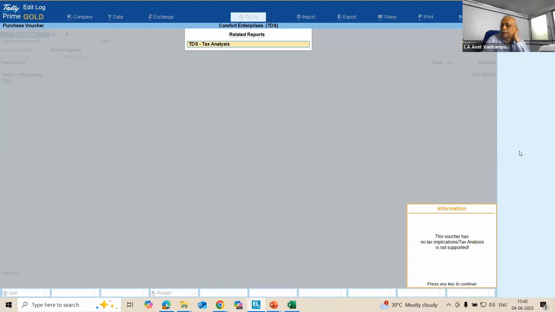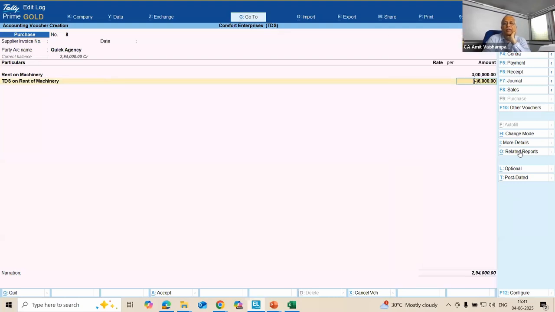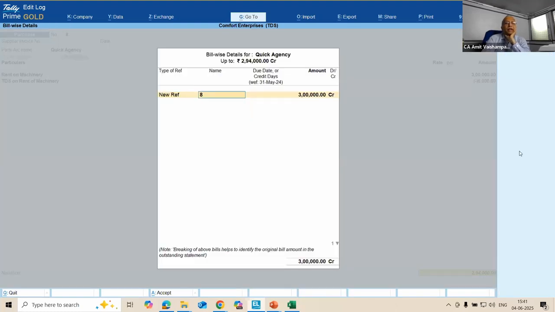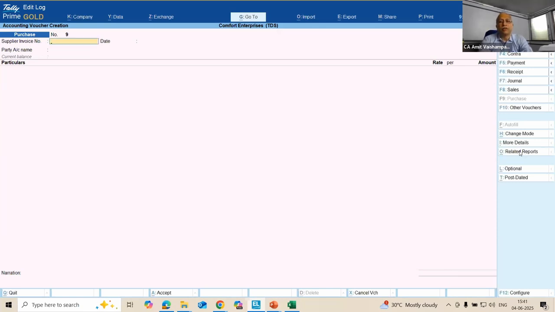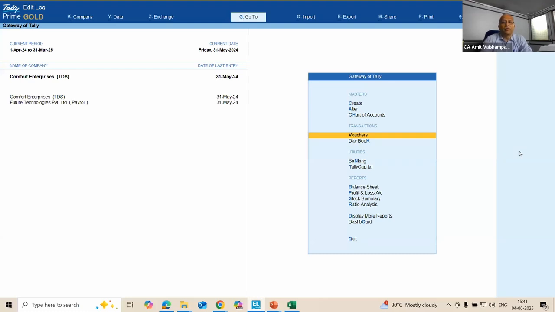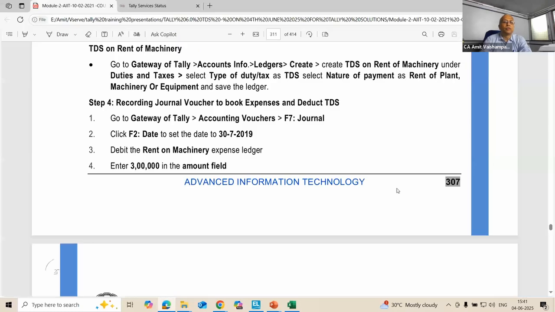See, now it is showing you here that the voucher has tax implication. Can you see this error? Because I have not selected this particular ledger, it was showing me an error that the voucher has a TDS implication. So this is the error that the system generates, and then it allows you to save this voucher. I have not typed the TDS value. The TDS value got selected on its own. This is how the TDS configuration typically operates. So this was the first transaction of TDS on rent on machinery.